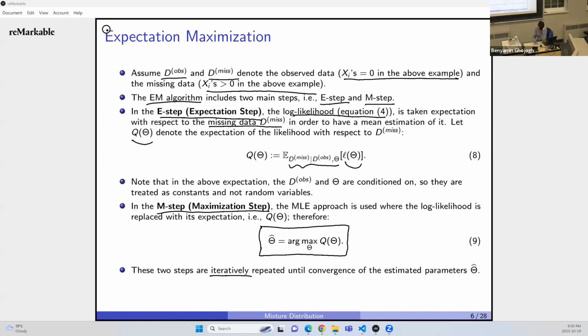These two steps are repeated iteratively until convergence of the estimated parameters. One iteration is not enough. Why? Because who says that expectation is a good thing? You expect things, then you maximize things, but by this maximization, the expectation might change. You need to do it iteratively, similar to the idea of alternating optimization: you optimize over a variable, then optimize over another variable, but when you do that, your first solution might not be valid anymore. You do it iteratively until they converge.